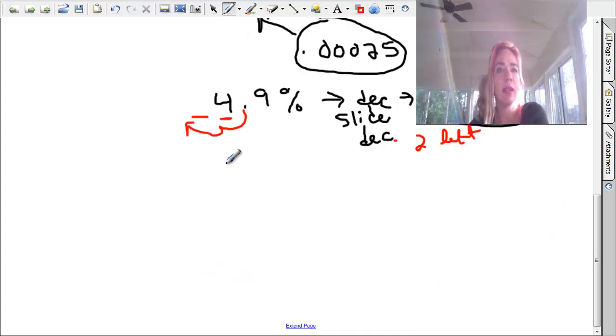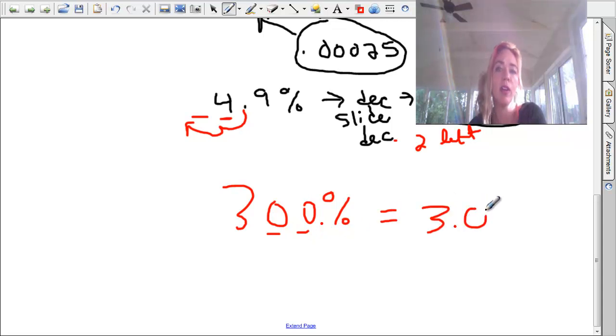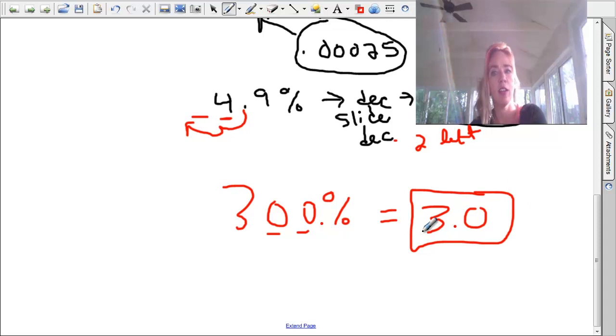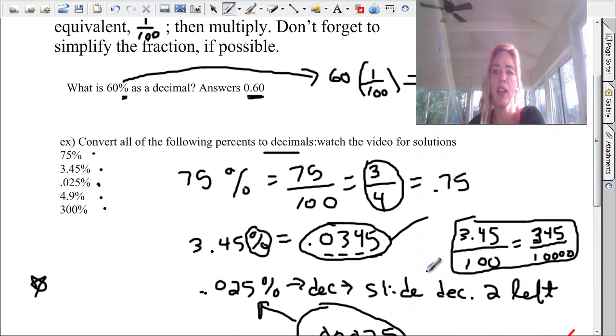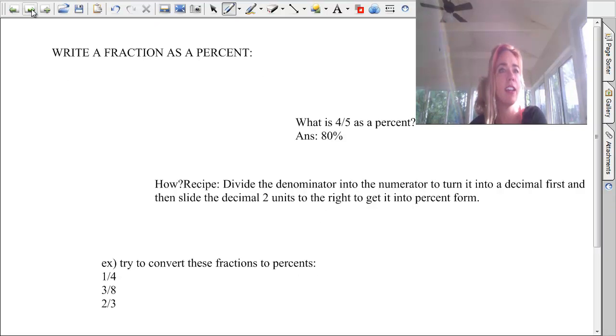And last but not least, 300%. Well, you know, the decimal's really back there, right? So if I slide it 2 to the left, I'm just going to end up with 3.0. And that's exactly right. Because 1 represents 100%, 2 represents 200%, and 3, or 3.0, represents 300%. So that makes sense. All right, hope that helps. I'm going to hit pause here a sec. All right, and let's see what we have cooking on the next slide.